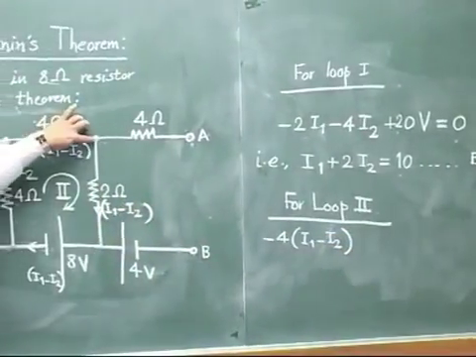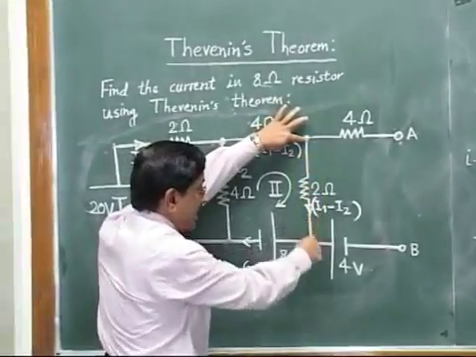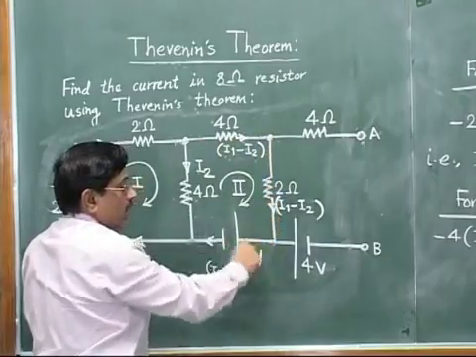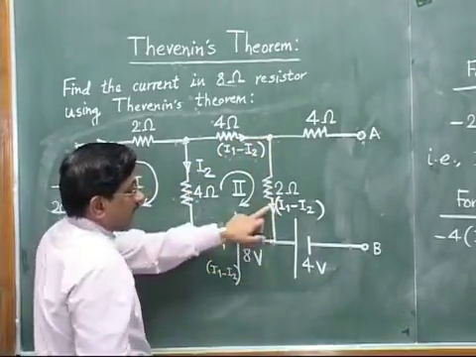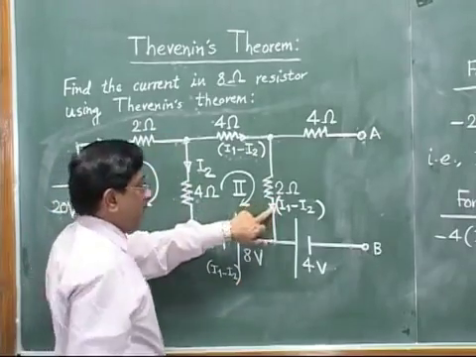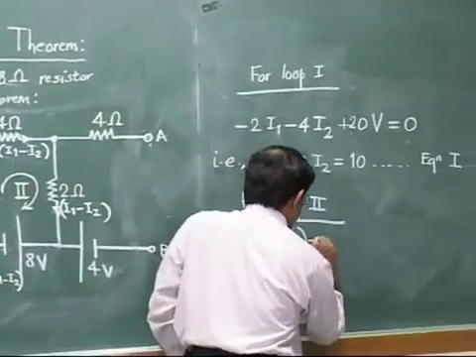Now you have reached here, and our traverse is like this. When we are coming down, our travel is clockwise, and the current I1 minus I2 is also coming down. So again it will be a voltage drop. So minus 2 times I1 minus I2.